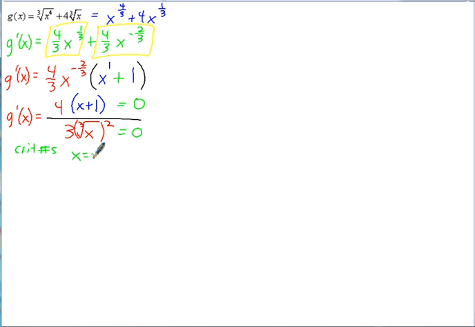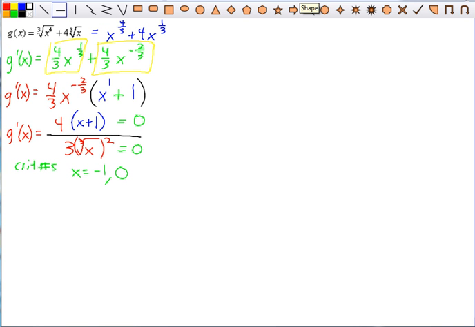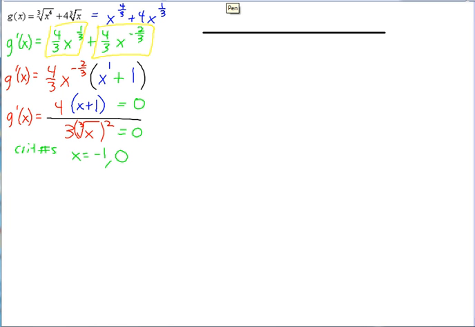In the numerator, we get negative 1. And for the denominator, what makes that 0 would just be 0. So let's go ahead and put those on the number line. Got negative 1 and 0. And then we can label this g prime of x. Well, negative 1 came from the numerator, so that makes the derivative 0. But 0 came from the denominator being 0, that means that's where the derivative is undefined. So at that point, we've got like a corner.